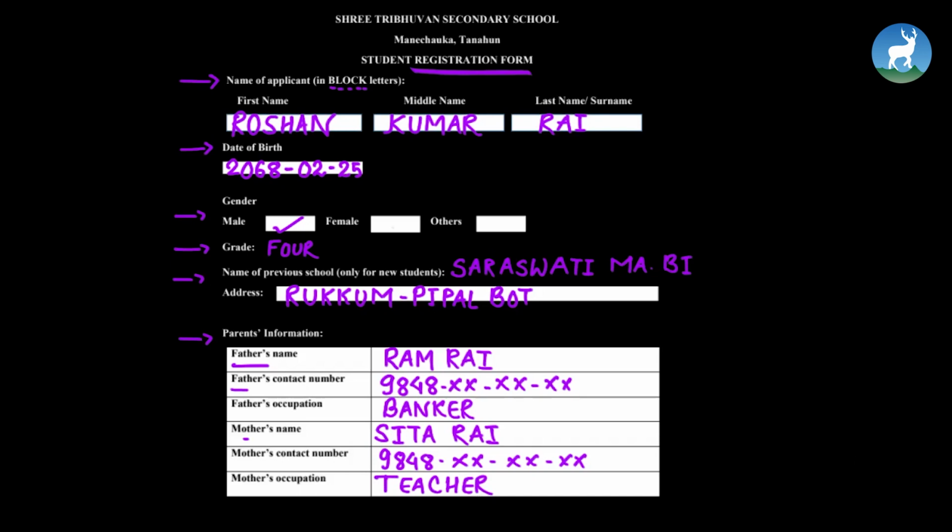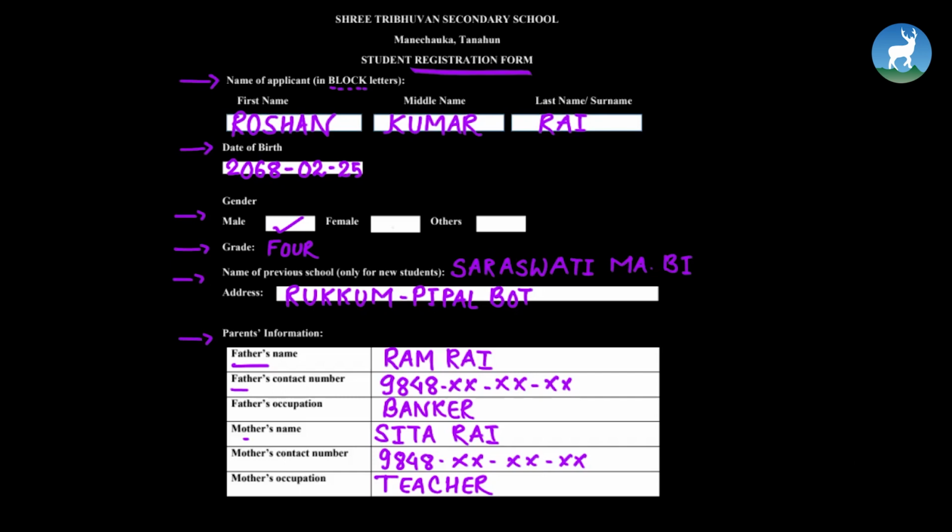Assuming that she is a teacher. Here we learned filling in a student registration form. We did it for Roshan Kumar Rai, and he is going to get admitted in grade 4. Okay, what's his previous school's name? It's Saraswati Mavi, and he belongs to Rukum.